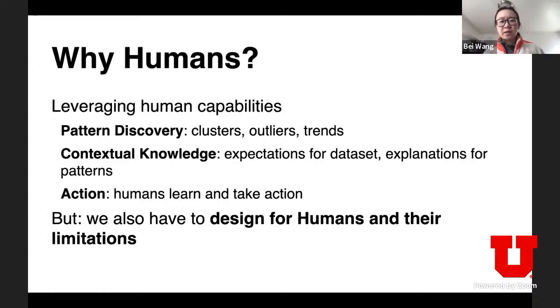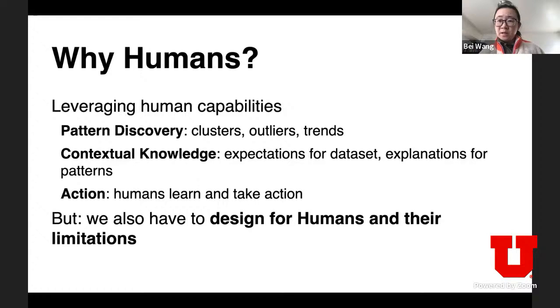The second type of human capability is that we are also very good with contextual knowledge. We are very good at explaining the patterns we find and coming up with reasonings. And we also generally have some expectations for the data set that we are analyzing or visualizing. And finally, humans are essentially the people who are going to learn, take actions, and make decisions based on the information that is communicated to us through visualization.